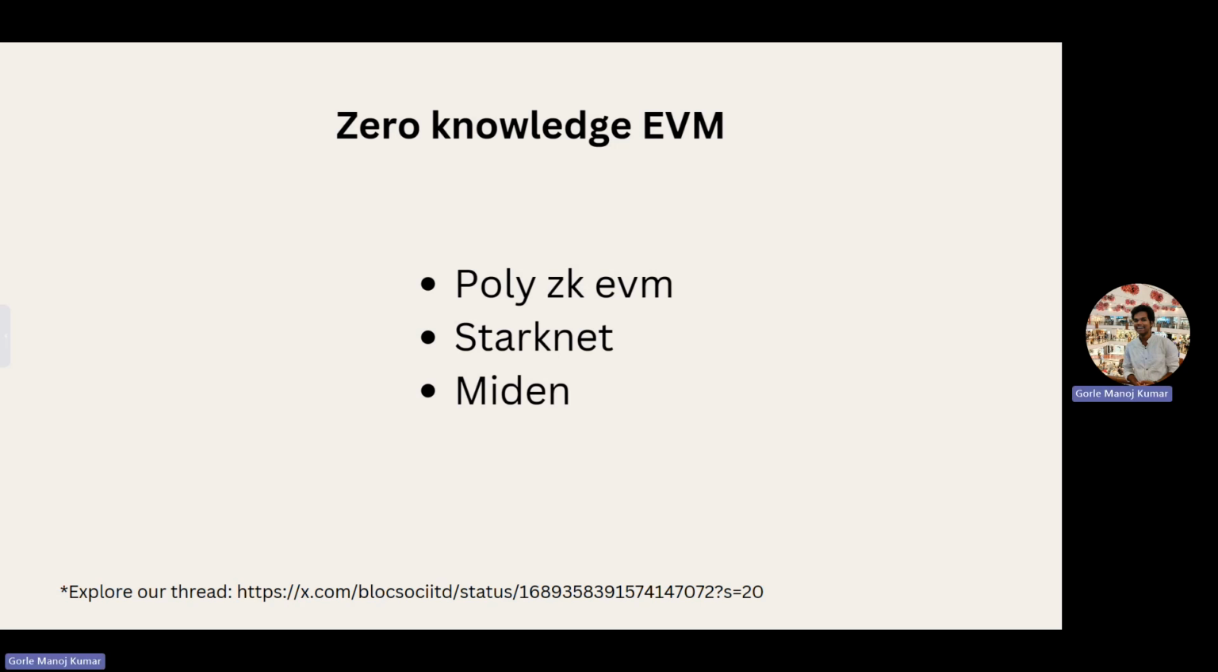Okay, so let's see a few things. Polygon is doing some ZK EVM, Starknet is doing some sort of ZK EVM, and Miden is doing some sort of ZK EVM. I'll tell one of the best features I have seen to date. How did we execute transactions till now? How did transactions happen till now?